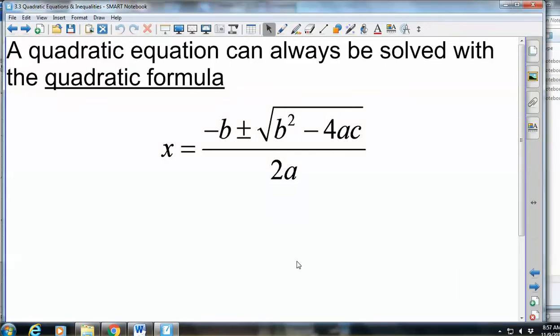It is based off a quadratic equation in standard form, so ax squared plus bx plus c equals 0. So you have to make sure it's set equal to 0. A is just your x squared coefficient, b is your x coefficient, and c is your constant.